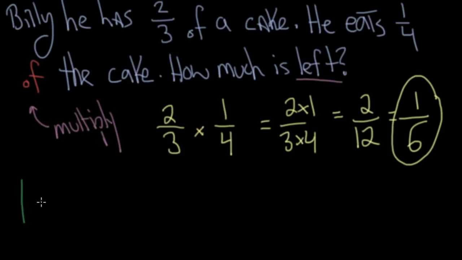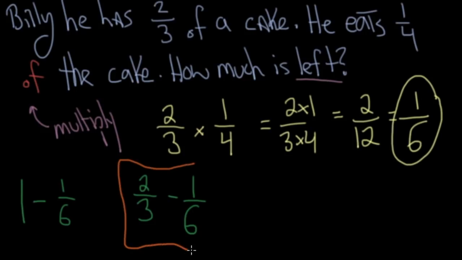So one could be 1 minus 1/6, or maybe it's 2/3 minus 1/6. This is starting from the original cake and eating 1/4 of the 2/3. Or this is the 2/3 of the cake is left and then they went and ate 1/4 of it, which is 1/6. Typically, it's this scenario here, which is what we're going to do.